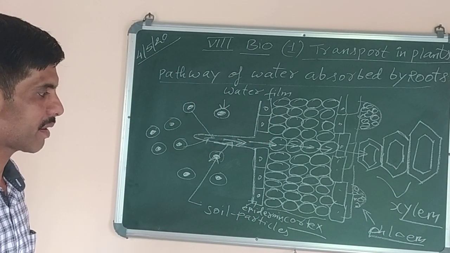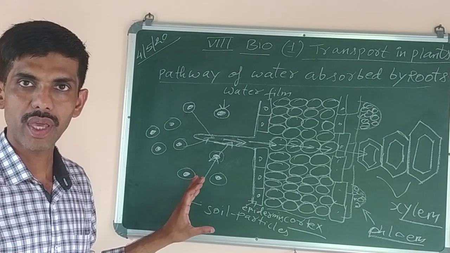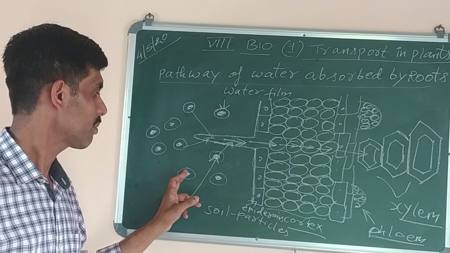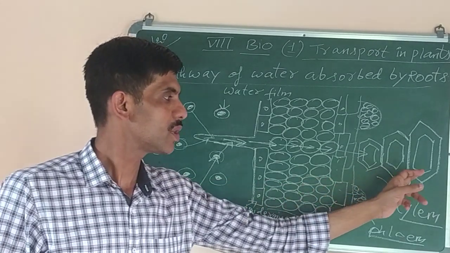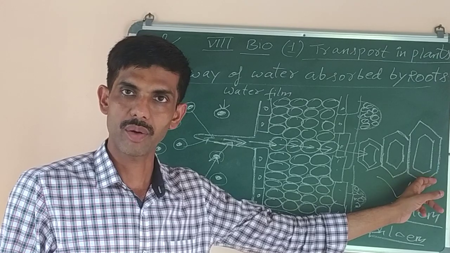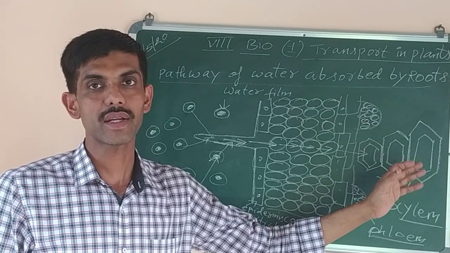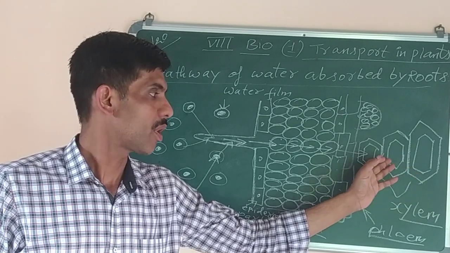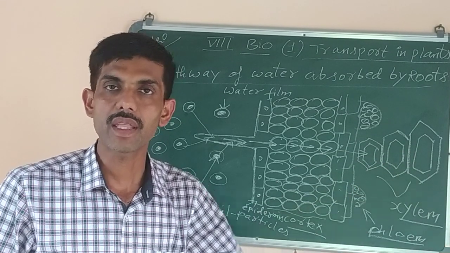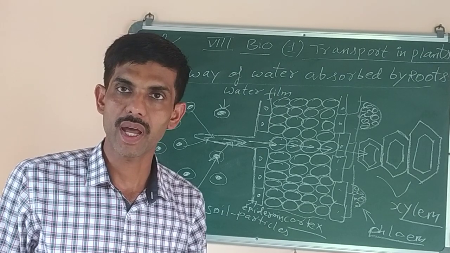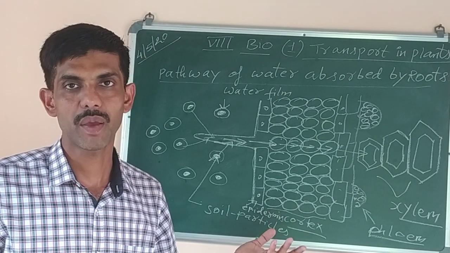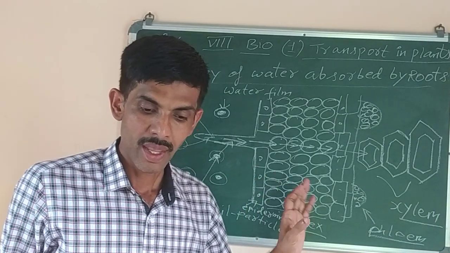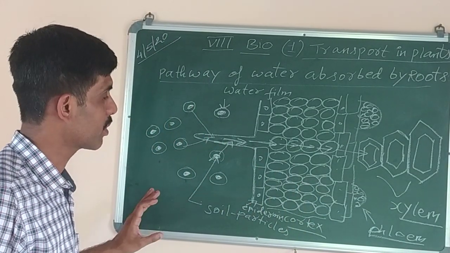So you can see in this diagram, this one shows the pathway of movement of water molecules from the soil particles into the cortex of the root, and from there it enters into the xylem, and after that from the root xylem into the stem xylem, and then it is transported to the upper parts of the plant to reach up to the leaves, stems, branches and all other parts of the plant. So hope you have understood what is the pathway of water absorbed by roots.